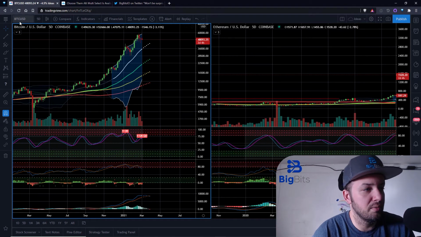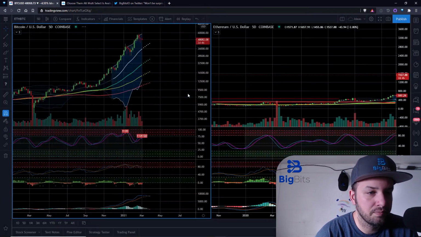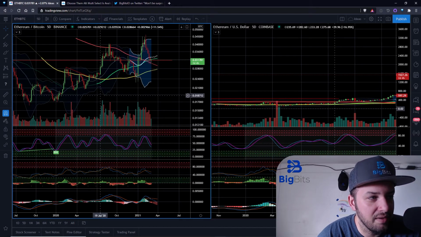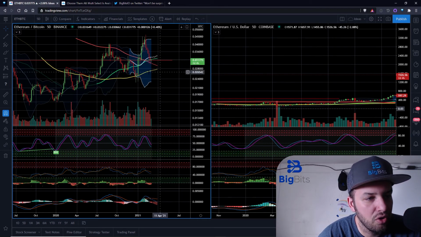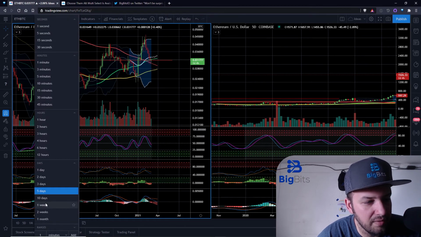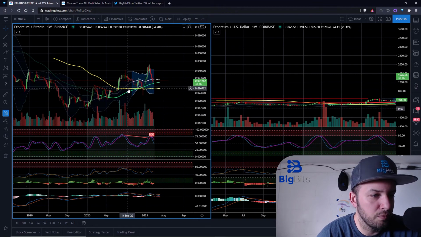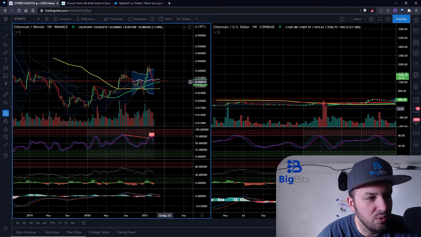Let's see how Ethereum is doing versus Bitcoin in the same time span. So yeah, this is pretty key for Ethereum trading versus Bitcoin. We had some pretty major crossovers here on this 5-day chart. Let's take a look at the weekly. The 5-day doesn't really do too much for me. I usually use it more for horizontal support and resistance, but here we go. Here is the weekly.